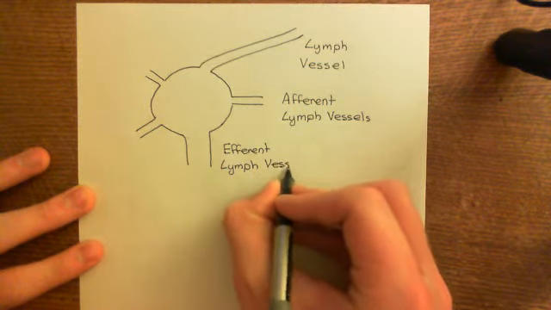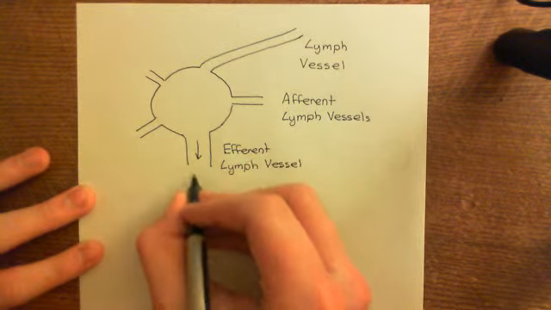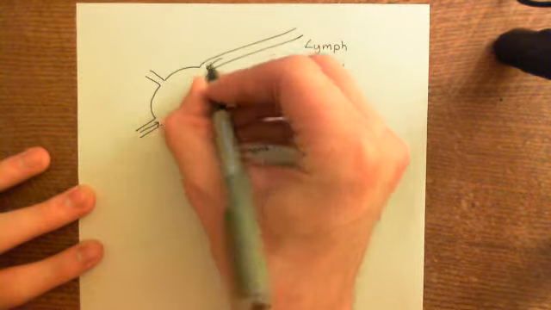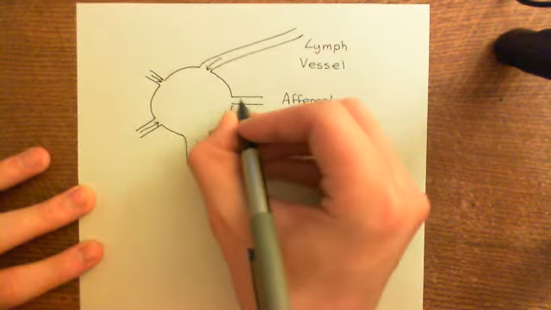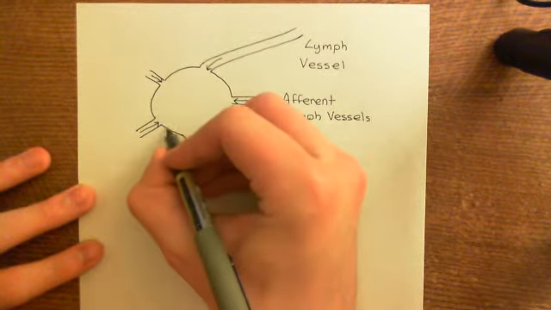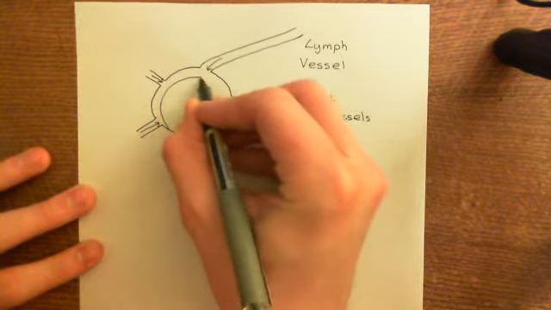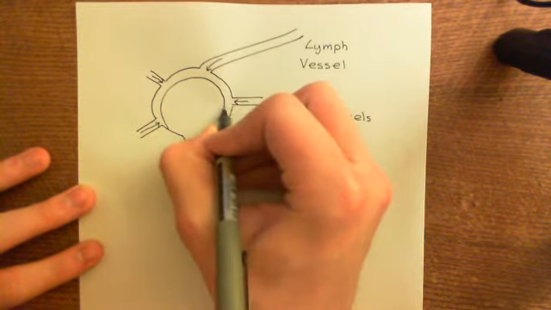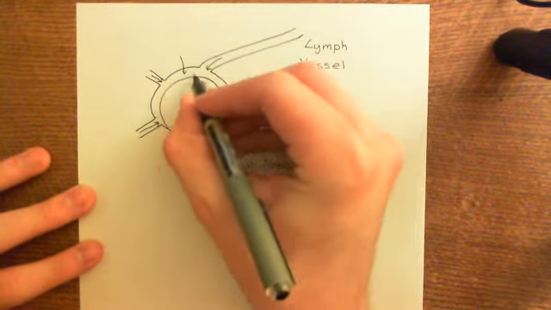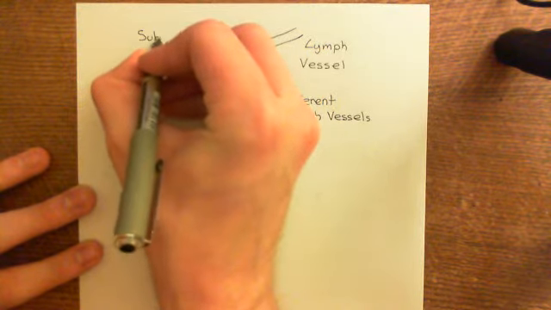Let me make this crystal clear by putting on some arrows. So this one will be draining lymph in this direction out of the lymph node, and these will be draining lymph in this direction into the lymph node. Now when lymph arrives in the lymph node, firstly it goes into a space known as the subcapsular sinus. All around the periphery of the lymph node there is a portion known as the subcapsular sinus. This is basically just continuous with the afferent lymph vessels coming in.